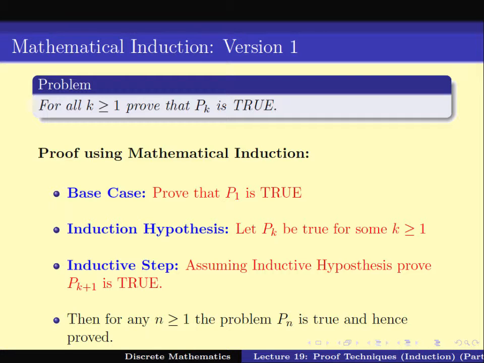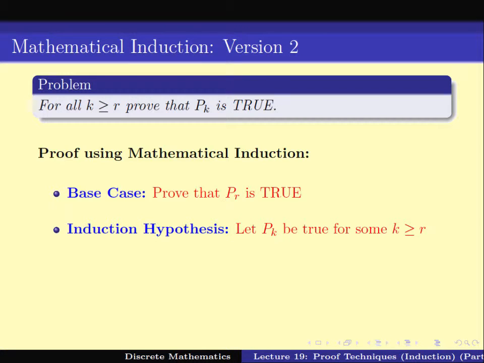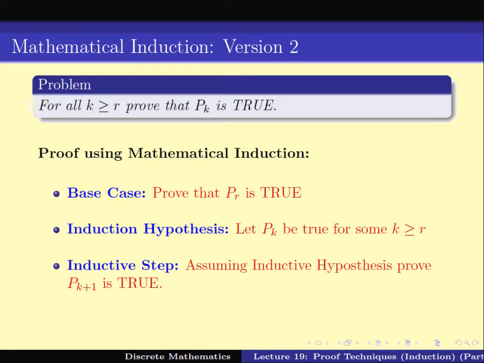The version 2 is a similar version, except that we shift the base case. So if we have to prove that a statement is true for k greater than or equal to r, we start with the base case of Pr is true, then assuming the induction hypothesis, we prove that Pk plus 1 is true, and that will help us to solve all the problems.